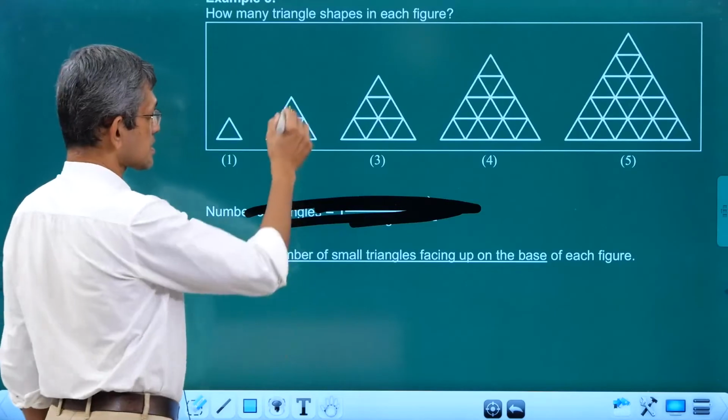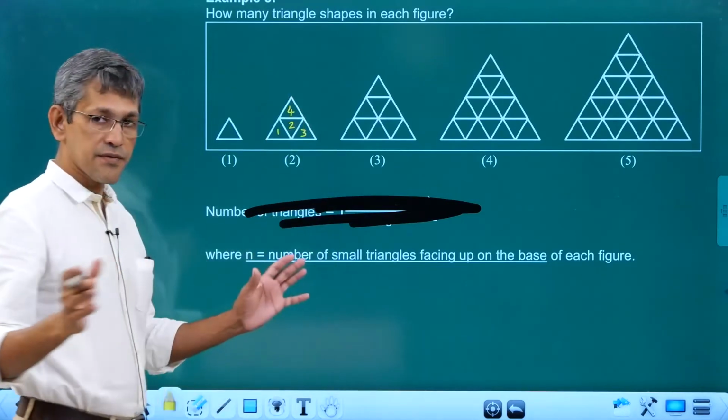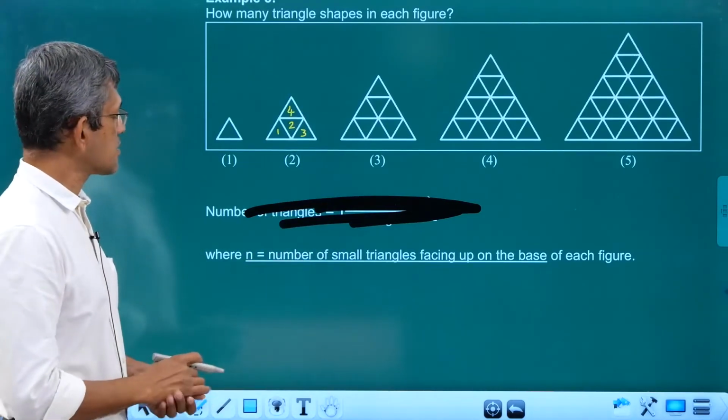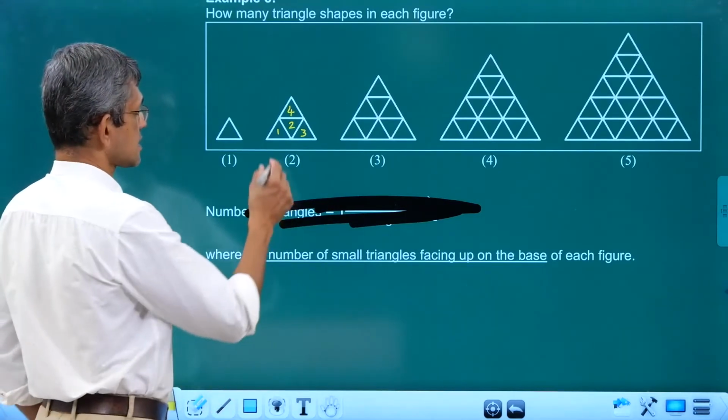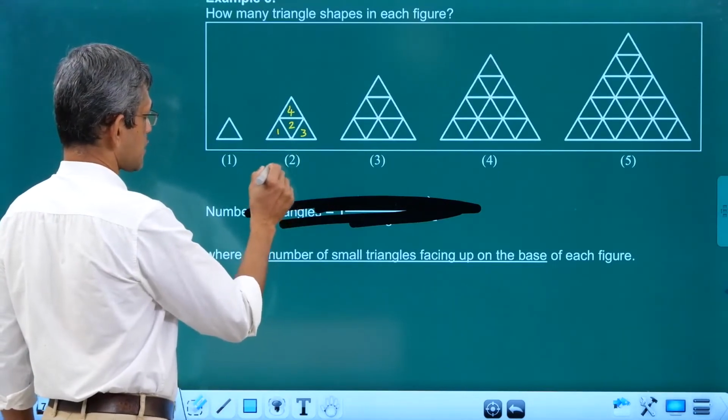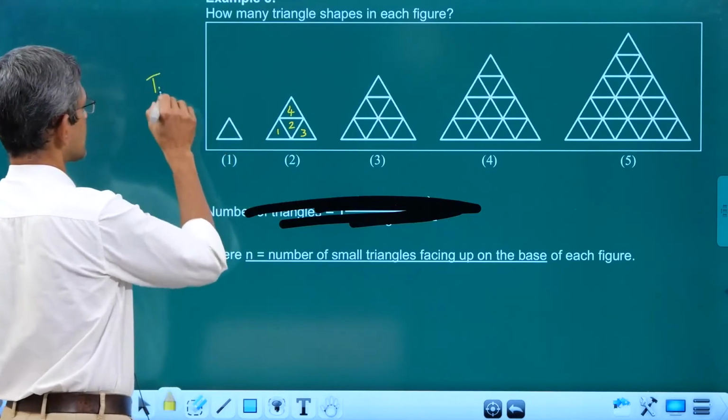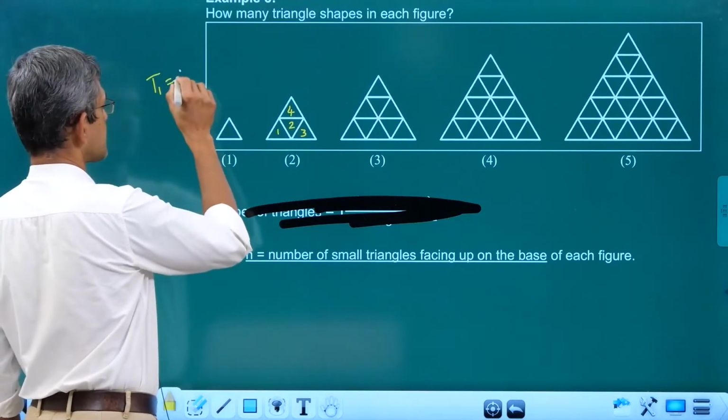So altogether, is it 4 triangles? 4 triangles plus the large triangle. Is that 5 triangles altogether? Think about it. Is there any other possibility? So what is the answer? 5. Is that correct? 1 piece at a time, T1. 1 piece at a time, we have 4 of them.